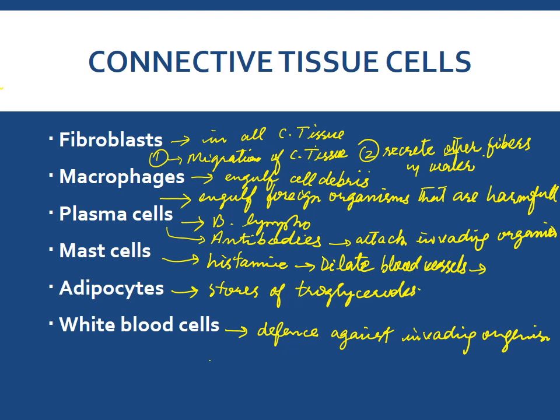And these fibroblasts, they help in the migration of connective tissue. Number one. Number two, they secrete fibers, other fibers, and water.